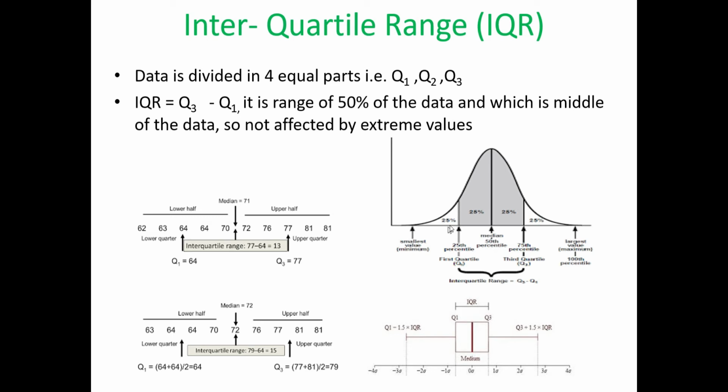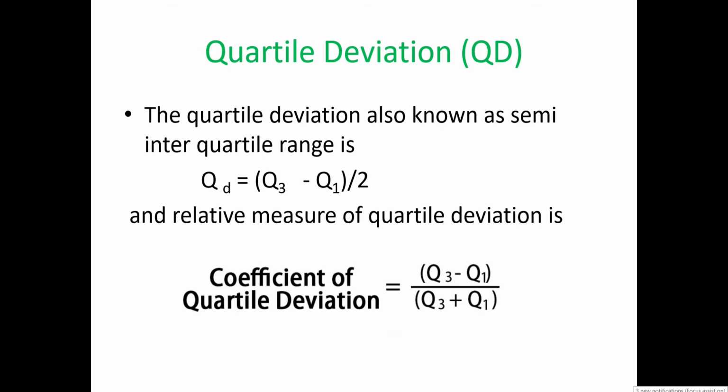The largest value, the smallest value. Similarly for even data, this is for odd data. So we can calculate the outlier limits: Q1 minus 1.5 IQR, and Q3 plus 1.5 into IQR. Don't worry about that.